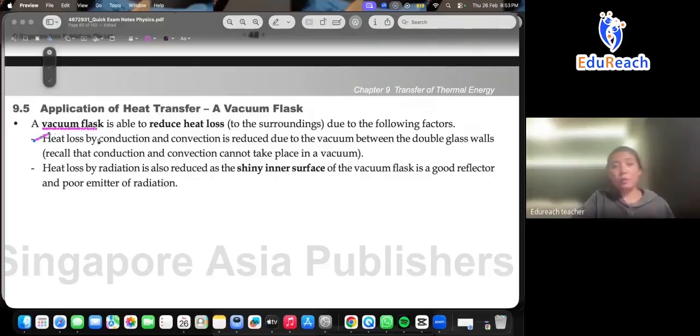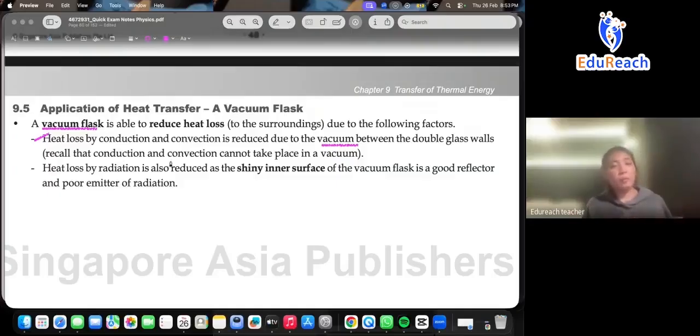Heat loss by conduction and convection is reduced because there is a vacuum layer, a double glass wall. It's made of glass, which is a poor conductor of heat, and two glass walls, and they suck out all the air between the two glass walls. Because there's no medium, not even air in between the double glass walls, any heat that is absorbed by the glass walls has nowhere to be transferred to, because in between the glass walls is vacuum, and conduction and convection cannot take place in a vacuum.